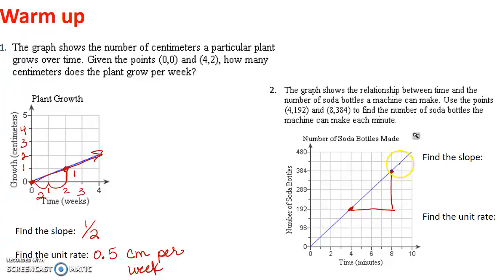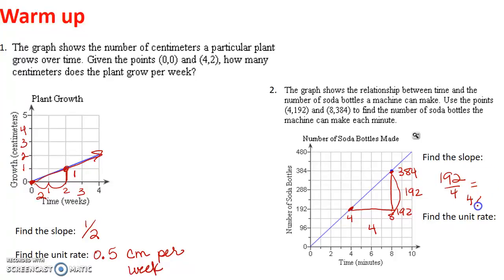So this number up here is 384, and this one is 192. So you basically are subtracting these two. And if you subtract them, you get 192. And then this is over here at 8, and this is back here at 4. So it has a difference of 4. So you're going to say 192 divided by 4. And 192 divided by 4 is 48.